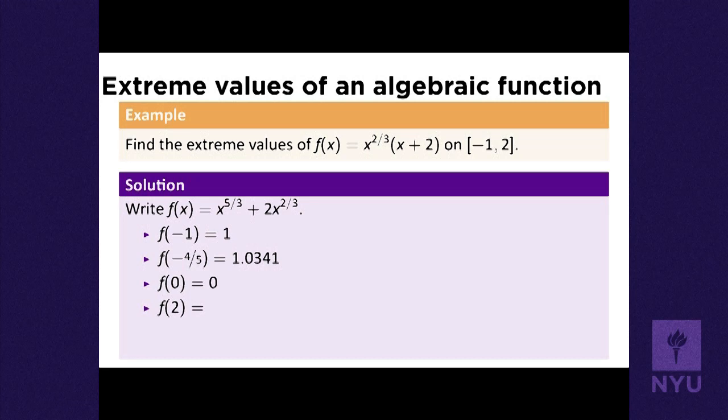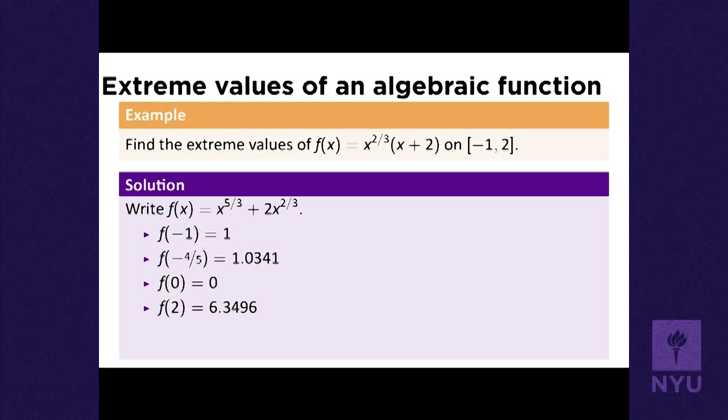And f of 2, we need 2 to the 2/3 times 4. So 4 times the cube root of 4. We don't know the cube root of 4, but if you did, we would get, for f of 2, 6.34. So now we have successfully evaluated the function at its endpoints and critical points.